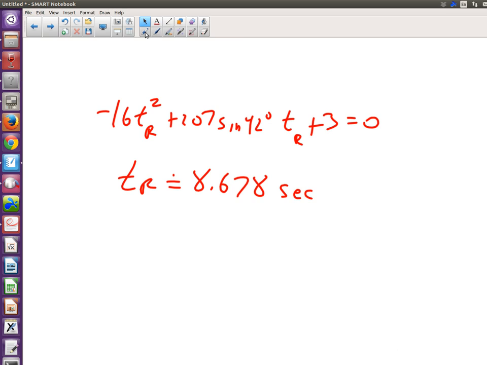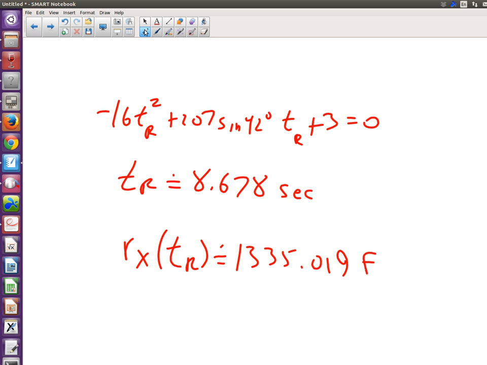I have a little bit more here. R sub x at t sub r is about 1335 at 0.019 feet if we actually get a fixed 3. Alrighty, so did we kill off 1a, 1b, 1c, 1d? That's 1d. Alright. Then 1e.